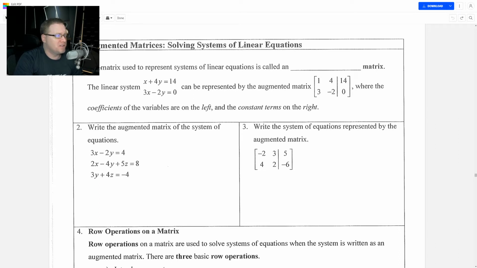Now, in your notes, it says the matrix used to represent a system of linear equations. Got some candy in my mouth. I'll take it out so I don't make noise.